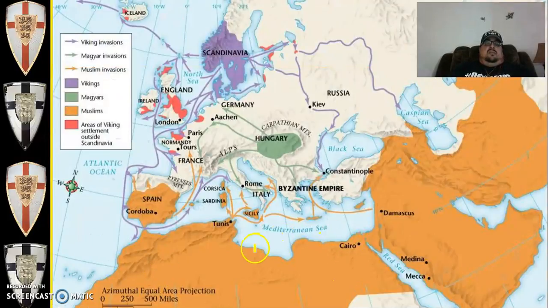Okay, Muslims in the orange, red, here's the Viking settlements, the Vikings' lands, the Magyars over here in the green. You see the purple arrows where the Viking invasions are starting to go, the Magyar invasions, and the Muslim invasions as well. So you can see how they're spread out and how they're coming into play up where Rome is right in here.